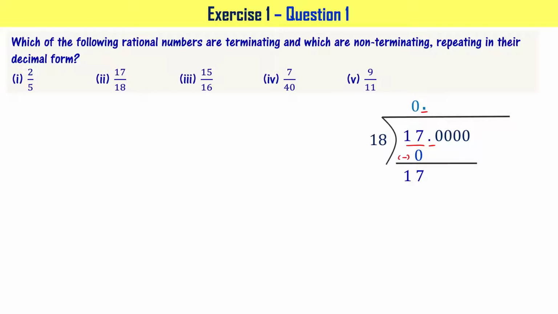Now I can bring the first 0 down. When I do that, 17 becomes 170, right? 9 times 18 is 162. Let's subtract 162 from 170. When I do that, I'm getting 8 as the answer, right? I can bring the second 0 down so that 8 becomes 80. Now 4 times 18 is 72. Let me subtract 72 from 80. When I do that, I'm getting 8 as the answer, right?